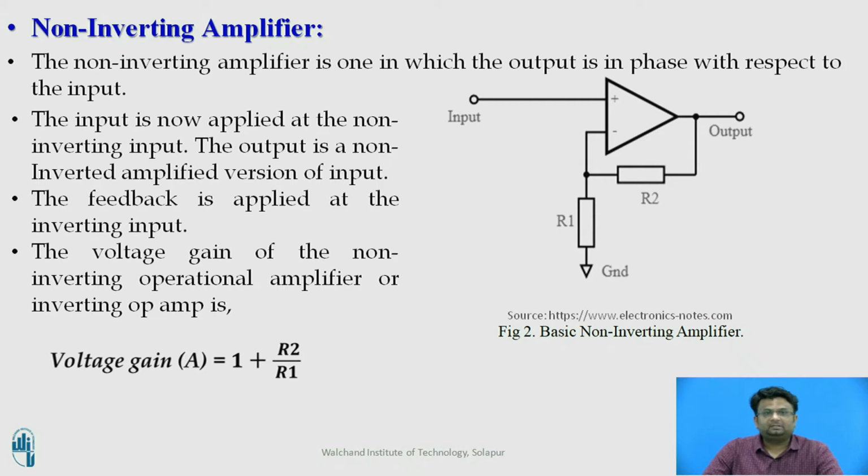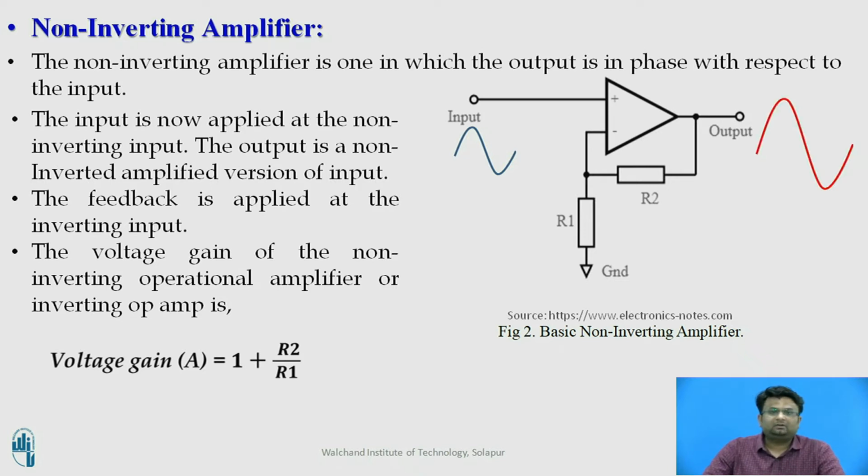As the name implies, the non-inverting amplifier is a circuit in which the output is in phase with respect to the input. Thus, this is the input signal. If a sinusoidal signal is applied to the input of the non-inverting amplifier, the output will be an amplification of the input which is in phase with the input signal. So, the output will look like this.